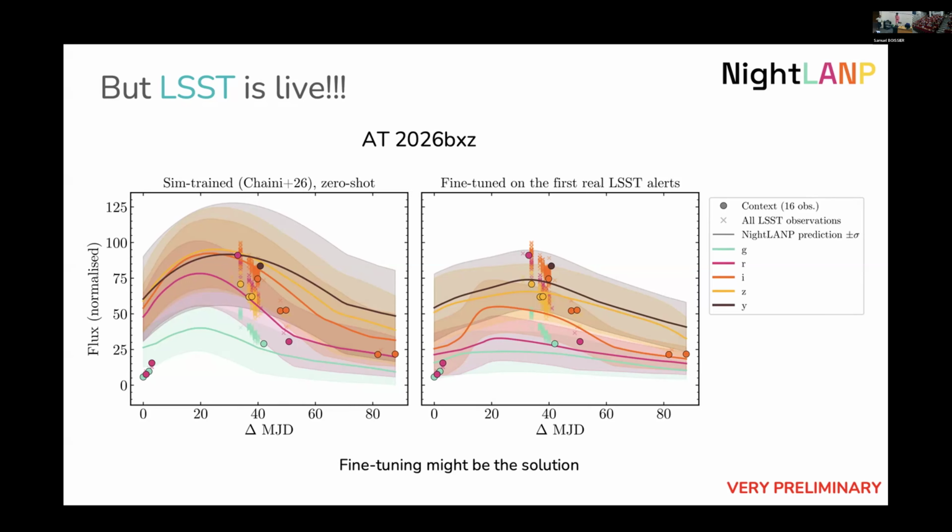I don't know how many points I have, but a few points from Atlas, a few from LSST, and you can still have a coherent picture. And so I think for multi-wavelength as well, it should be doable.